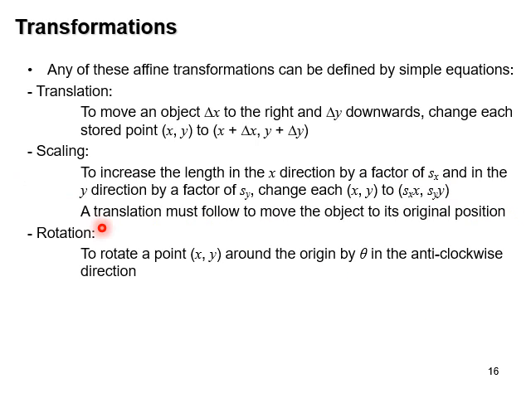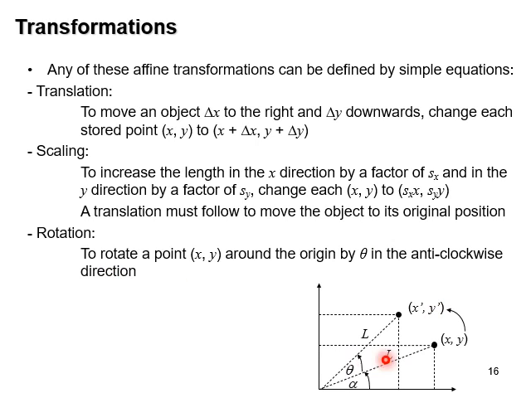So for rotation, we would like to see how we can rotate a point x and y, defined by the location x and y, around the origin by an angle theta in the anti-clockwise direction. So let's have an example. Let's assume we have this point x and y, and we are supposed to rotate it around the origin by an angle theta. What we would like to know is where the new location of this point would be after rotation, as a function of its original position and the angle of rotation.